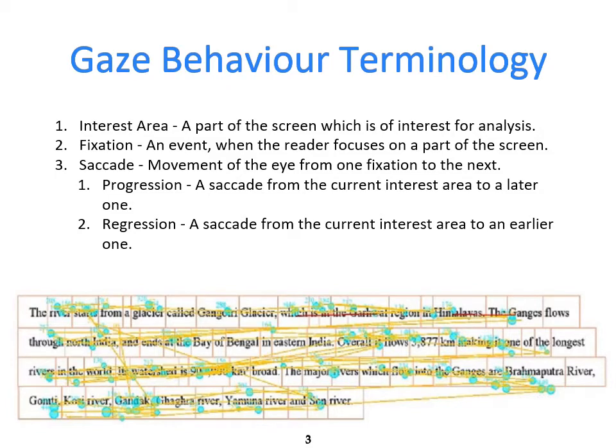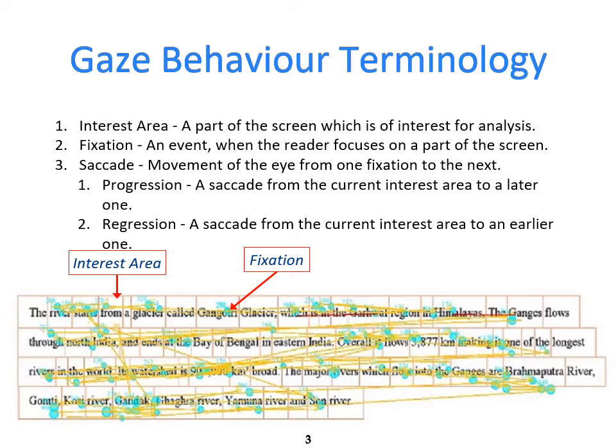This slide covers some of the basic terminologies with regard to gaze behavior. An interest area is a part of the screen which is of interest for analysis. In our example here, the interest areas are the red rectangles. A fixation is an event where the reader focuses on a part of the screen. In this image, the fixations are represented as light blue circles.